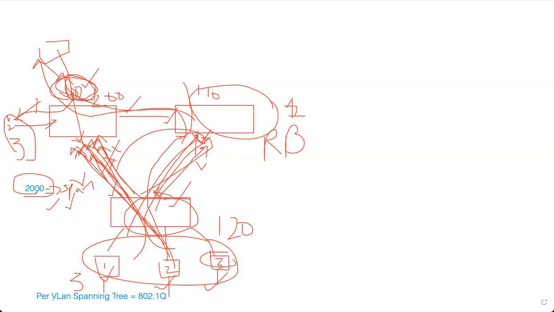So every VLAN has one spanning tree instance. So that is a lot of overhead on the switch. That will make the performance of the switch not very useful. So that is the disadvantage. So that's why there is an improvement that is called multi-spanning tree.